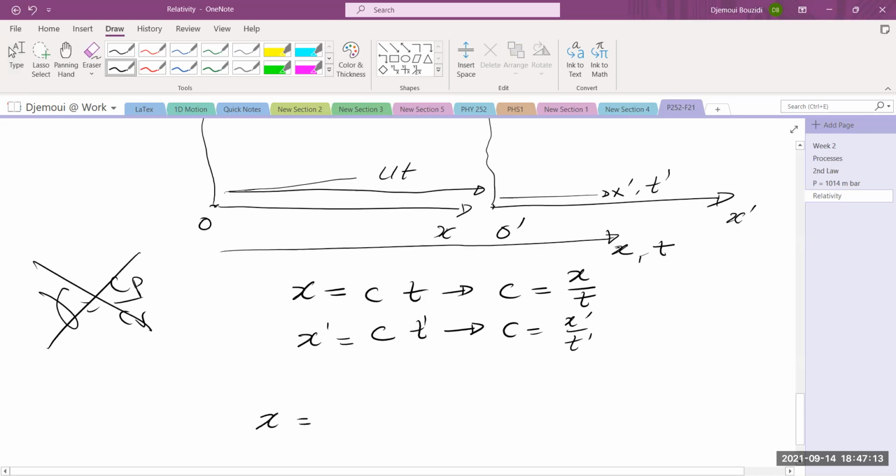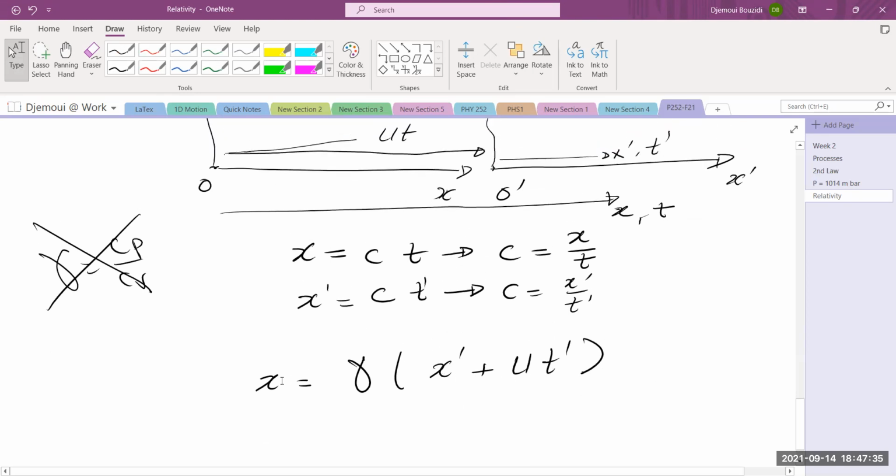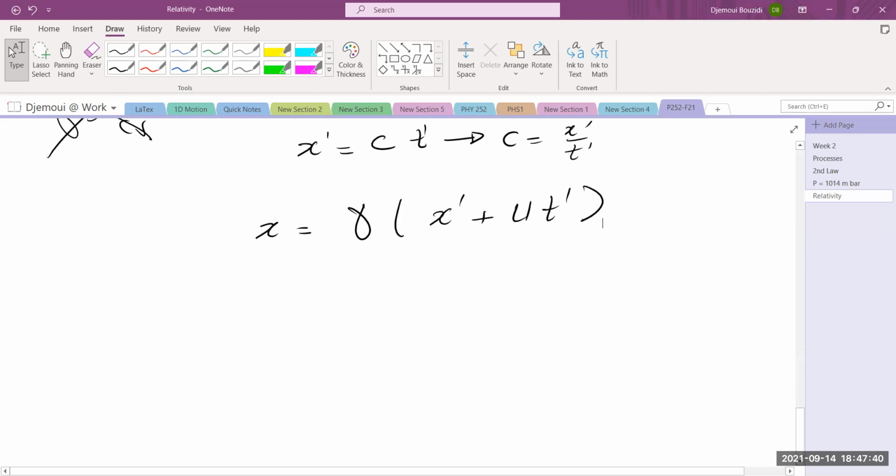So what I'm going to say here is X is actually equal to this factor, the fudge factor if you want, times X prime plus UT prime, since I'm in the O prime frame, so I'm going to use the T prime in this case. Give me your X prime and T prime, and I can find where the position is in X and T. For the other observer, you are moving away with the velocity U in the opposite direction, so X prime is equal to gamma times X minus UT.